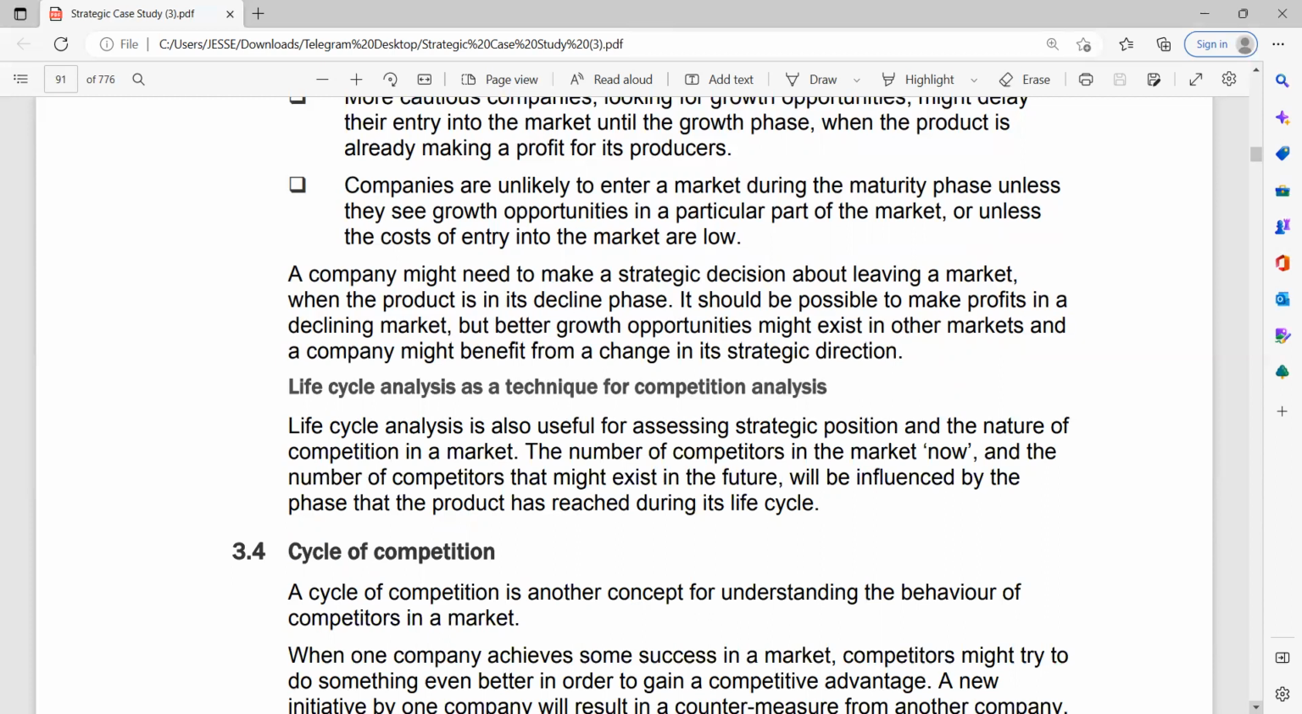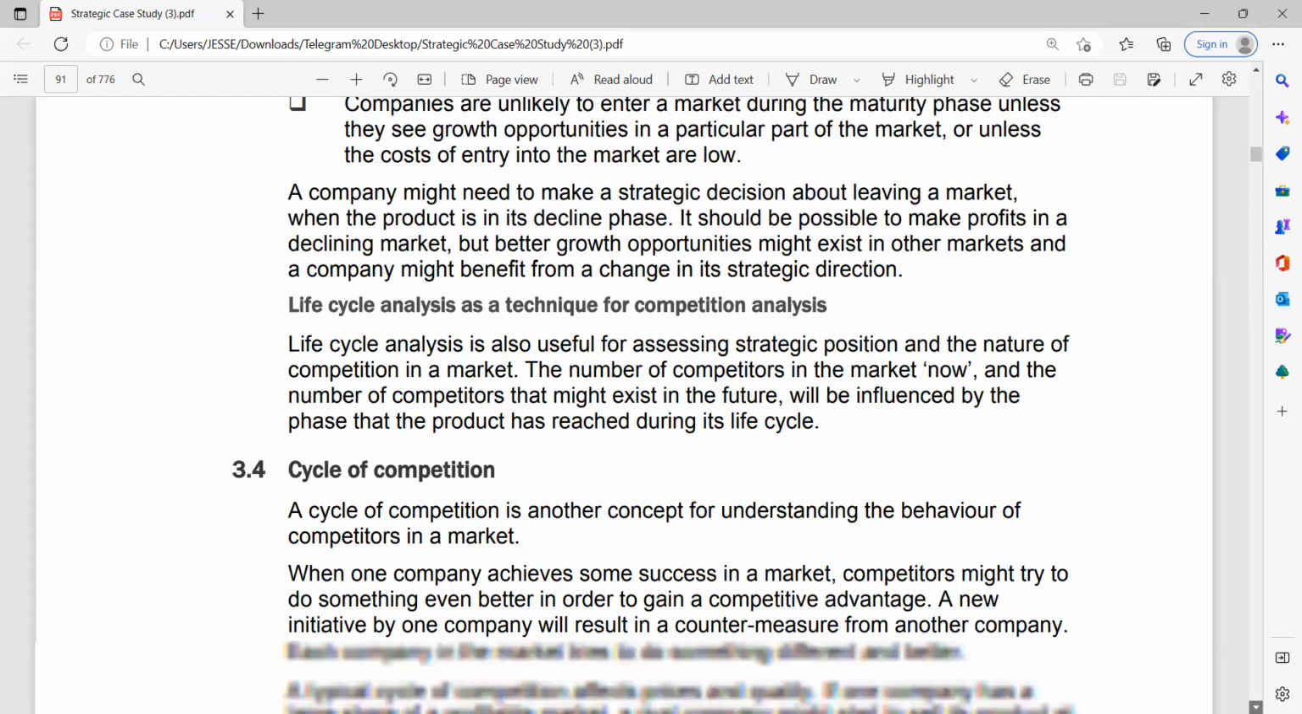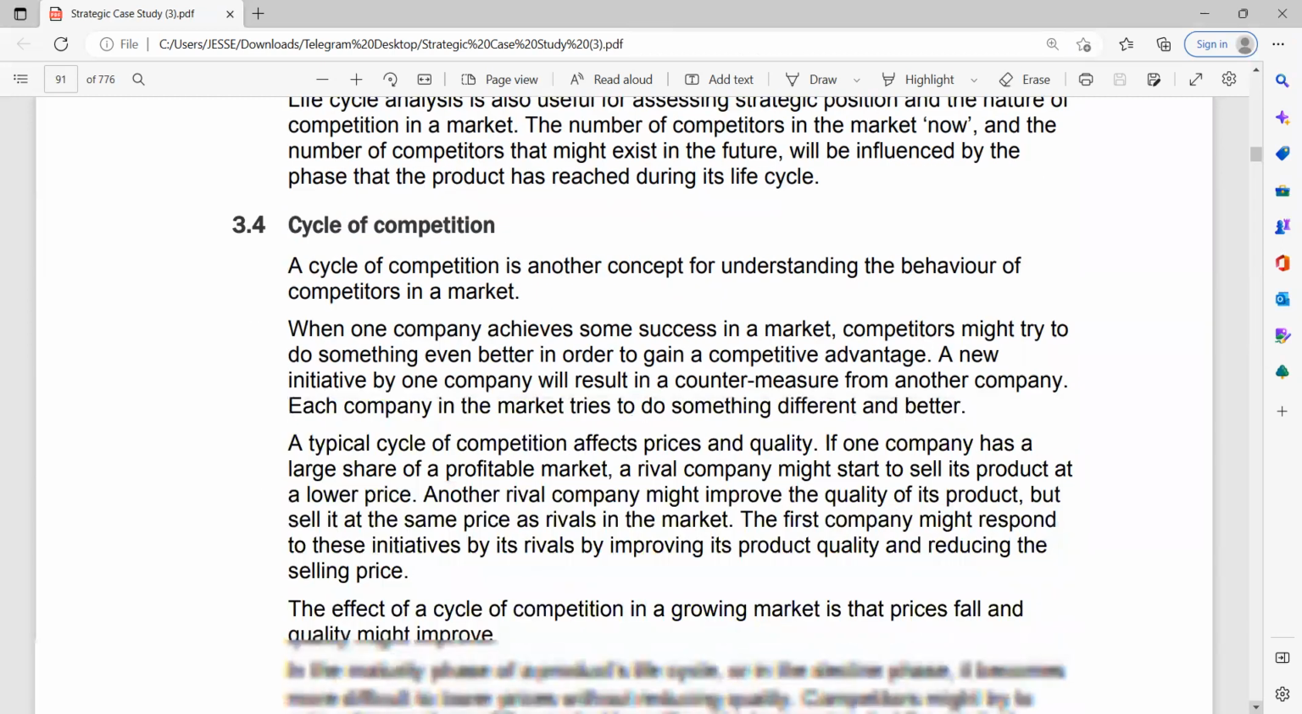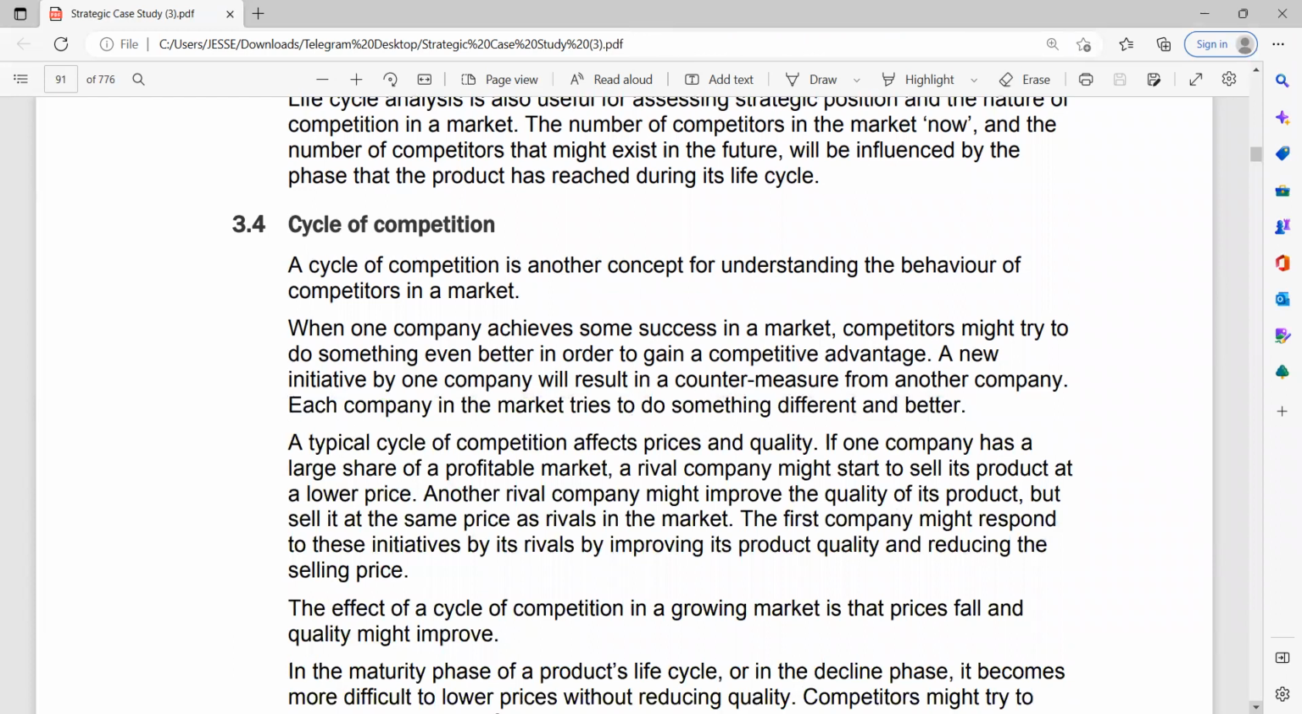The number of competitors in the market now and the number of competitors that might exist in the future will be influenced by the phase that the product has reached during its life cycle. Very, very important. So life cycle analysis can be used to understand competition.